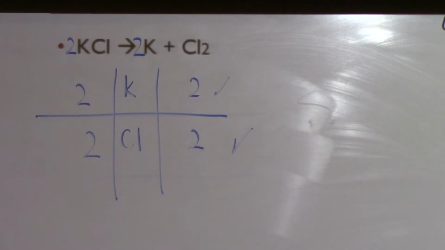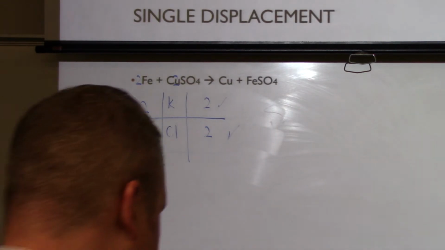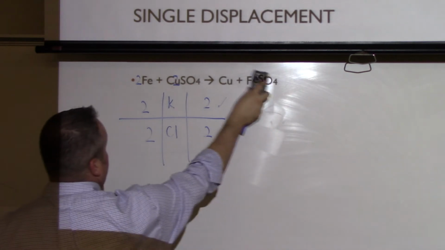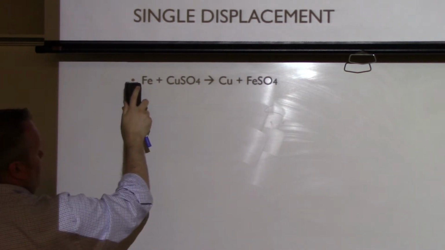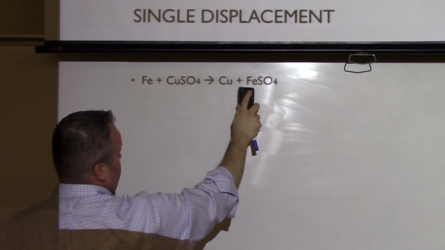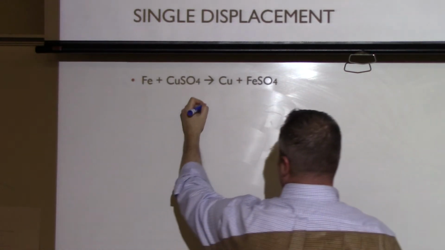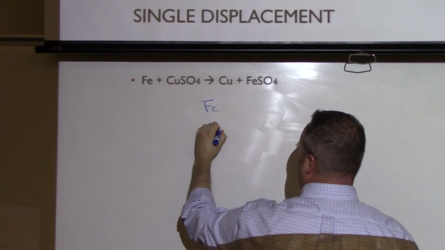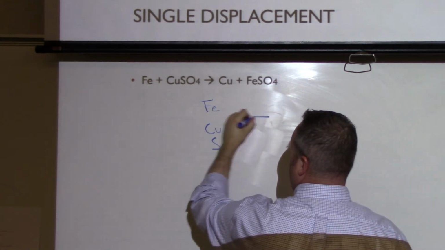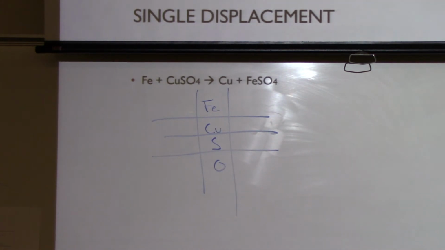Okay, the third kind of chemical reaction that we want to talk about this year is what we call the single displacement reaction. And for this, we have iron and copper sulfate, and so we have copper and then iron sulfate. And so we want to set this up. Again, you're going to do it the same way. Alright, and then you want to make sure that you have the same number on both sides. You just want to count.